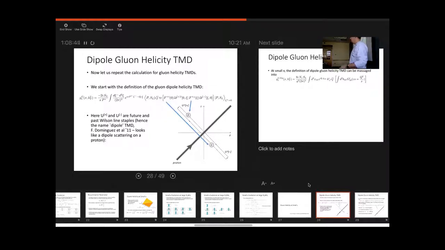For transversity, we take the SIDIS Wilson line. Ultimately, you also do the cross section. To get the tensor charge, you integrate over all k_T.